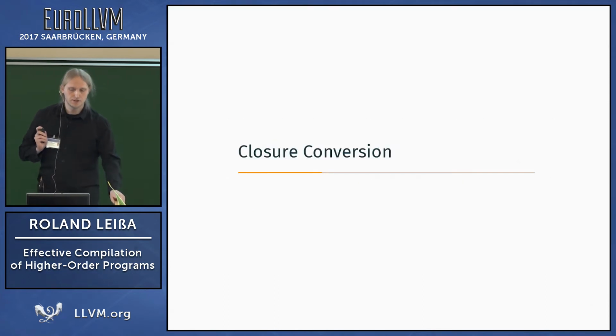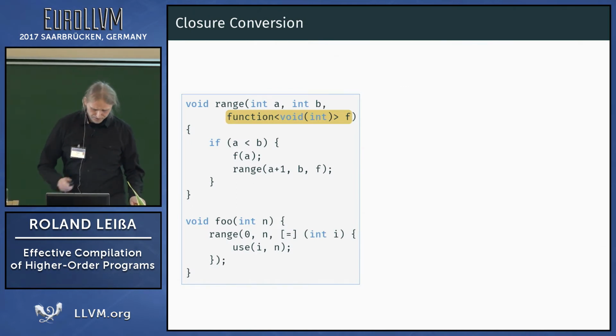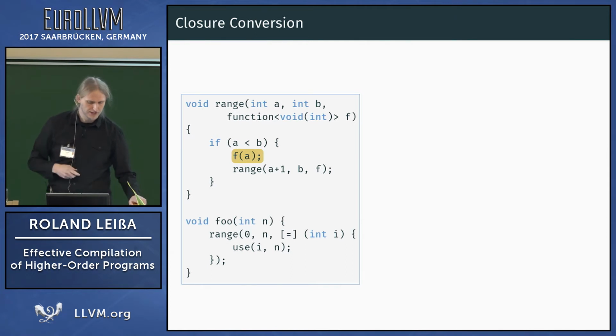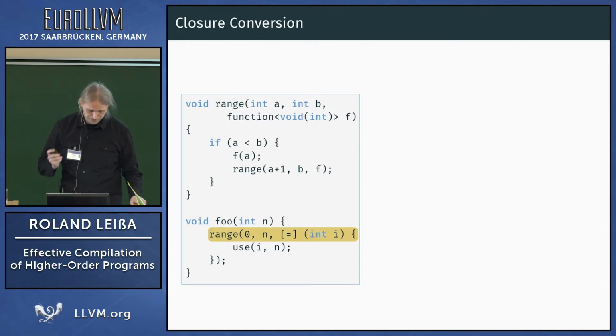Okay, but now let's have a look at what LLVM and Clang are actually doing, why this code looks so cluttered. So here we have another higher order function, range. This range function ranges from A to B, and we have this function f, which we are using to propagate these ranged values to. We are invoking this function here with the current value of A, and here we recurse. And note that because it's a recursive implementation, we are passing f again to range.